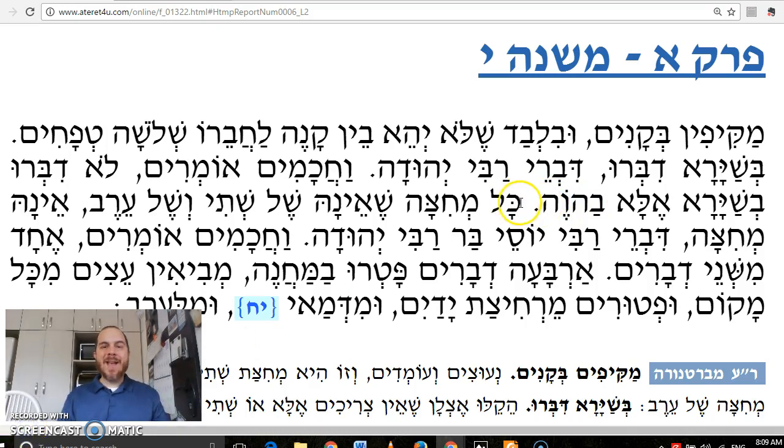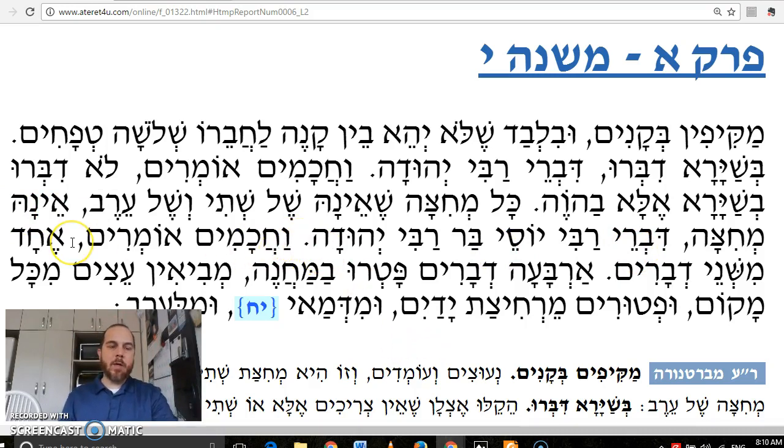On the other hand, next opinion, kol mechitza she'eno shel shti v'shel erev, any mechitza that isn't shti and erev, meaning the lattice work, eina mechitza. Divrei Rabbi Yossi bar Yehuda. So we had Rabbi Yehuda above. Now Rabbi Yossi, the son of Rabbi Yehuda, said, I disagree with my father. I think that any mechitza that doesn't have both the shti and erev in both directions, the up and down and the sideways, is not a mechitza.